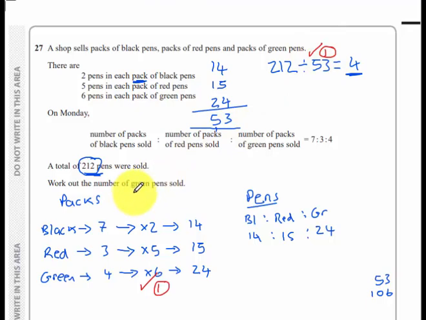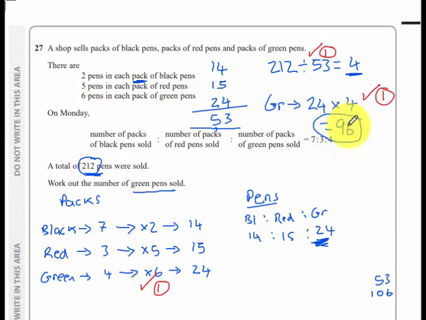Now I need to know how many green pens were sold, and that was 24 shares. So for green, I've got 24 shares of 4 pens a time. Reaching this point will get you the third mark, and the final mark is for doing 24 times 4. 4 20s are 80, 4 4s are 16. So 96 of the pens must have been green. And I have my fourth and final mark.